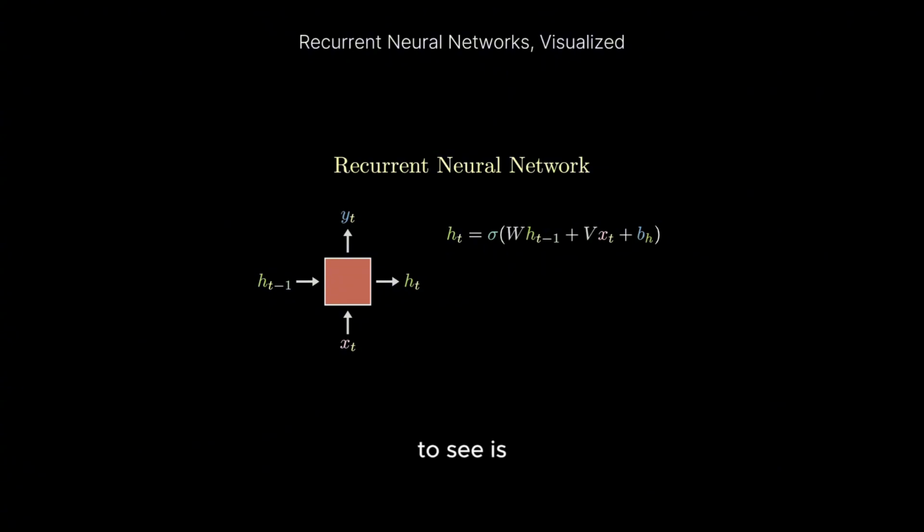An important thing to see is that to compute ht, I require ht-1, which requires ht-2, and so on. This is where the recurrent part comes from.